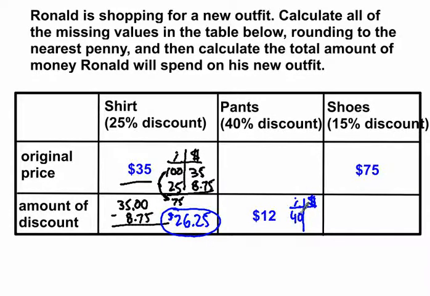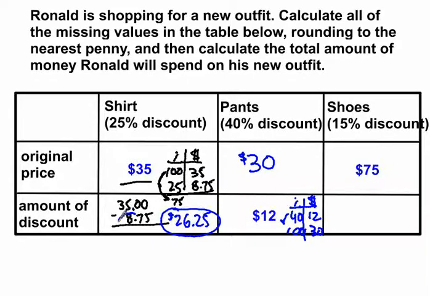So we know a 40% discount is $12. So how much were the pants? We have to figure out 100%. Remember, that's times 2.5. So we need to do 12 times 2.5. To get from 40 to 100, it's times 2.5. So we have to do that same thing here. 100% must correspond to $30.